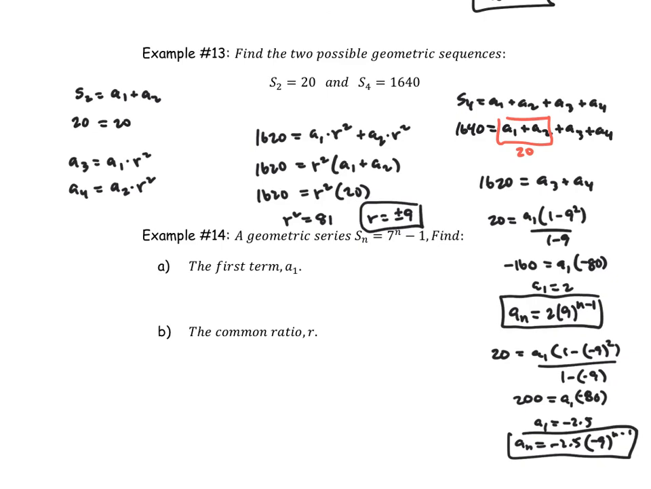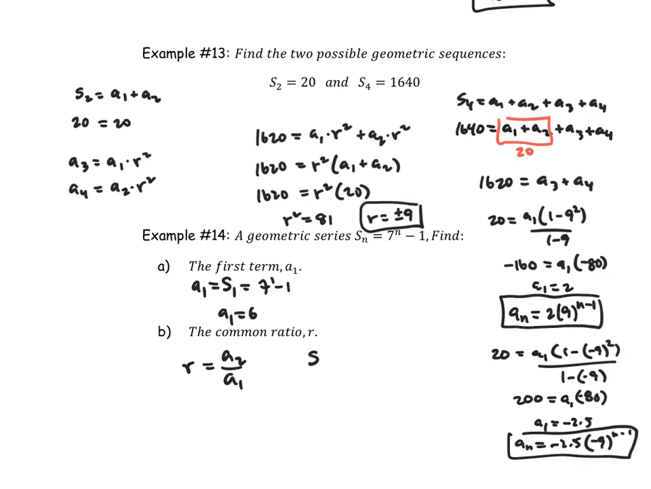Okay, let's look at number 14. Number 14, it says a geometric series is given by the following. S sub n equals 7 to the nth minus 1. It says find the first term. Well, the first term will be equal to the sum of the first term itself. So that would be 7 to the 1 minus 1. So the first term is equal to 6. It also says find the common ratio. Well, we know the common ratio is the second term over the first term.